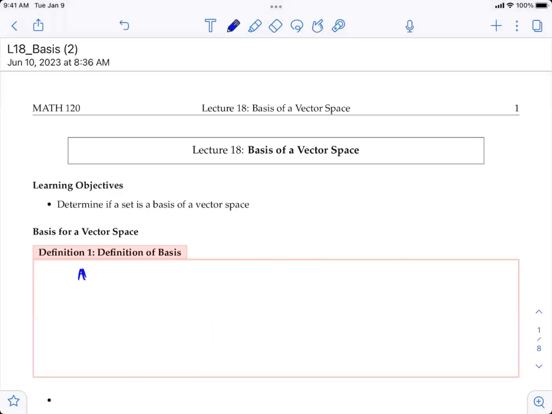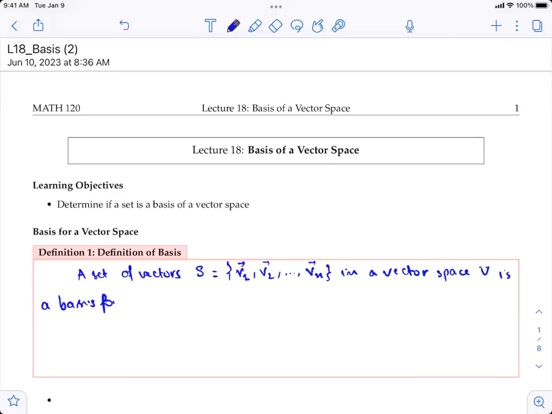A set of vectors S equal to {V1, V2, up to Vn} in a vector space V is a basis for V when the conditions below are true.